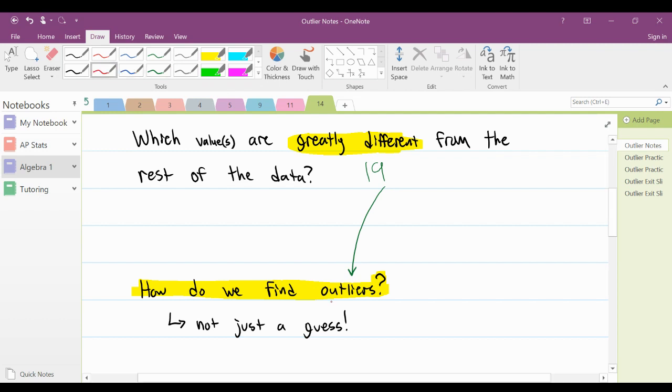And the goal is to figure out, how do we find outliers other than just looking at it and guessing, like, oh, that value is really far away, it must be what's called an outlier. There's got to be a way to determine which numbers definitely are outliers in a data set. And that's what we're going to explore today, a rule for finding outliers. So again, finding outliers is not just a guess, there's a rule to determine it. So let's see what that looks like.